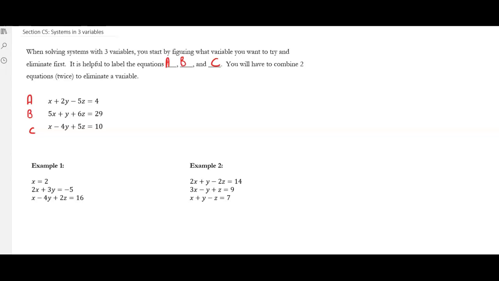And so what I have to do is a combination. I can combine A with B, I can combine B with C, and I can combine A with C. I have to do some kind of combination there, and my goal is to eliminate the y's. Okay, so I'm going to start off by doing A with B.